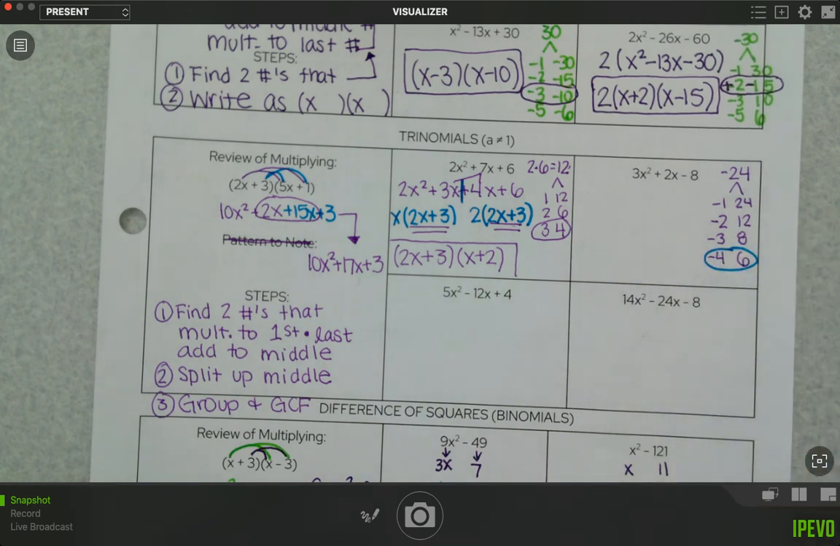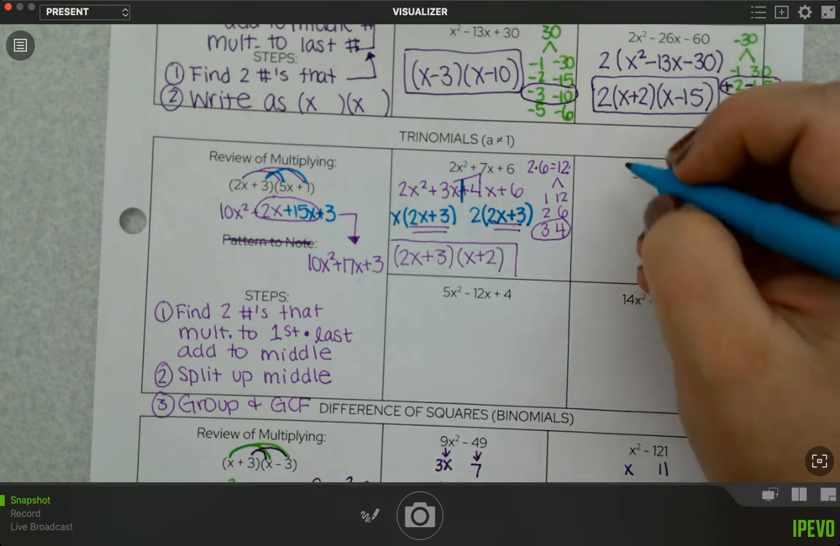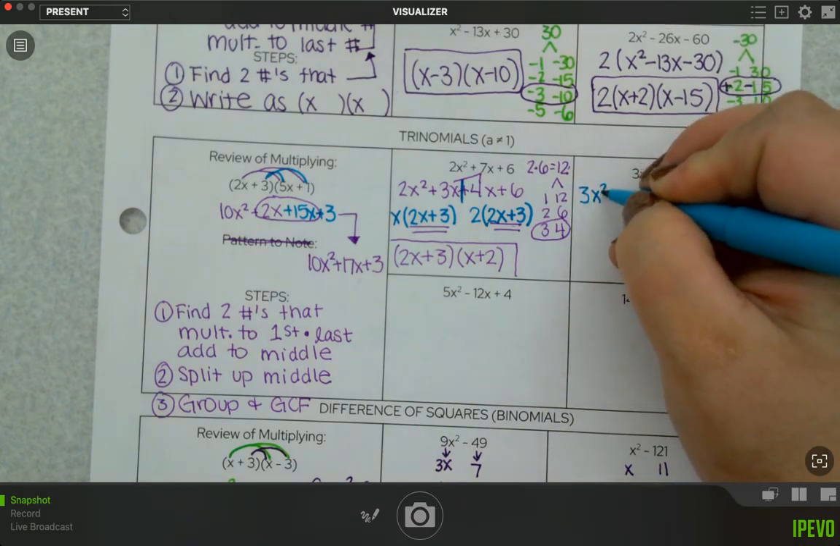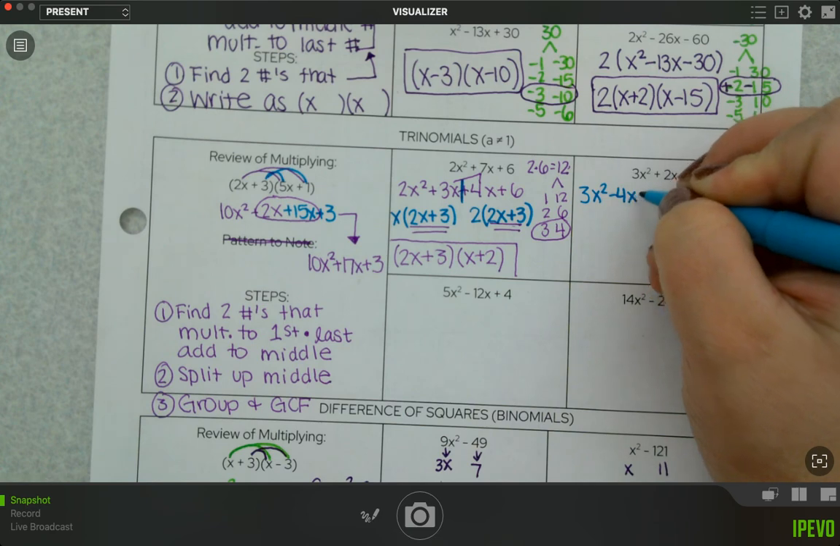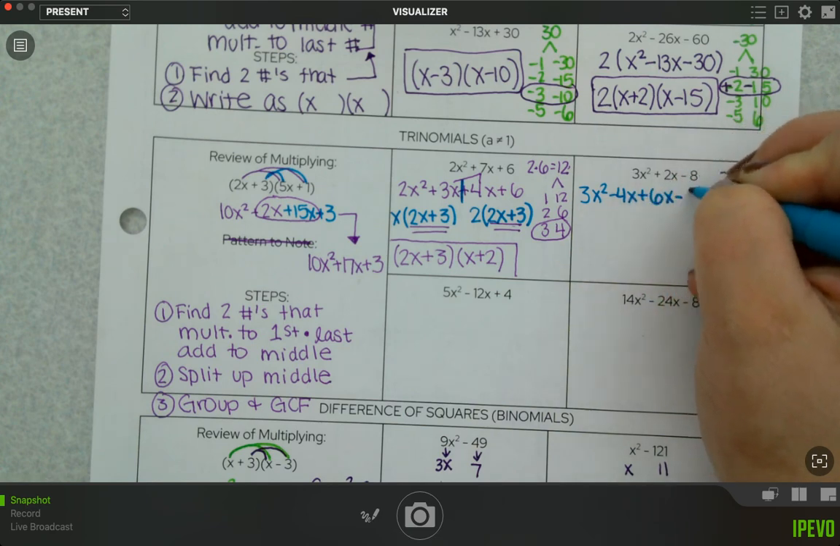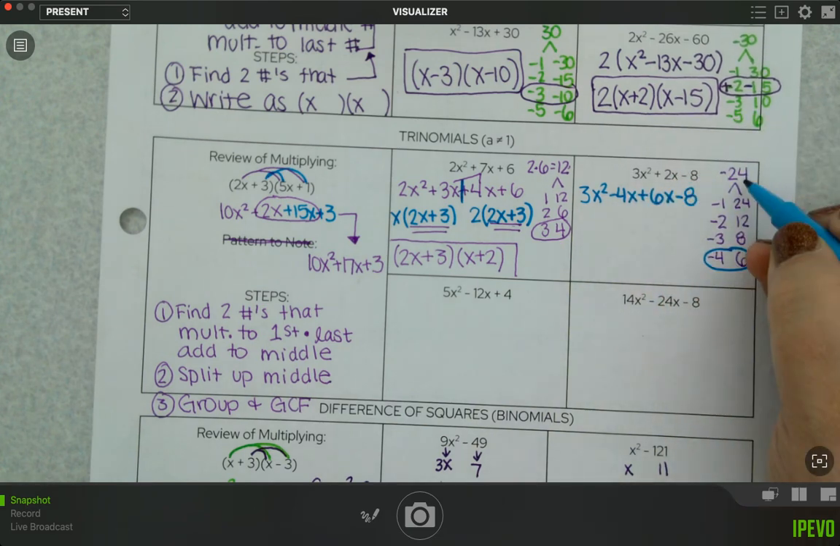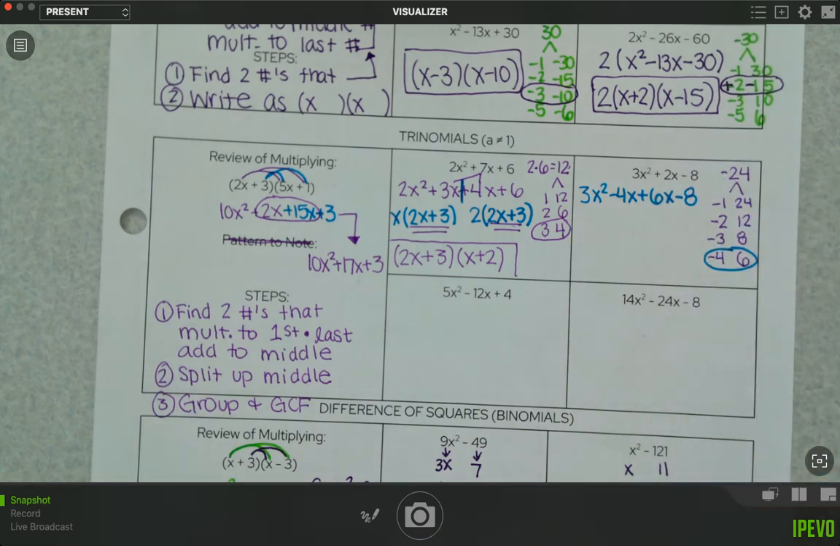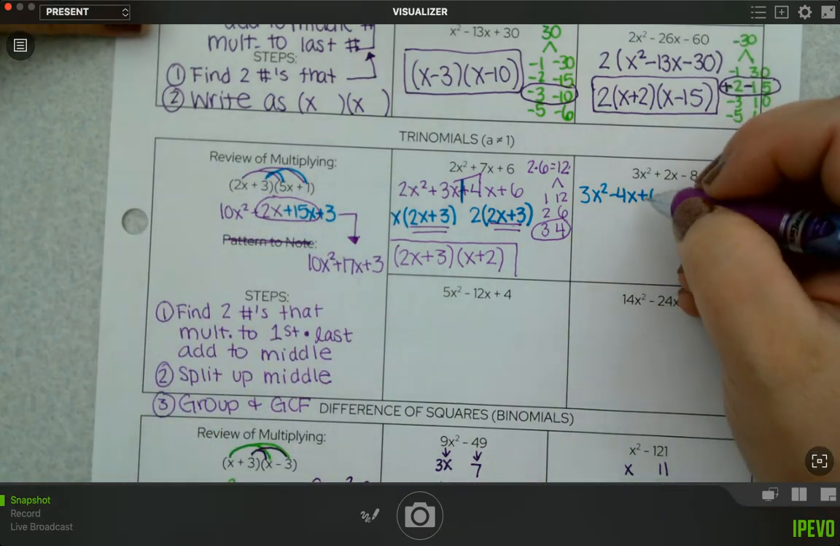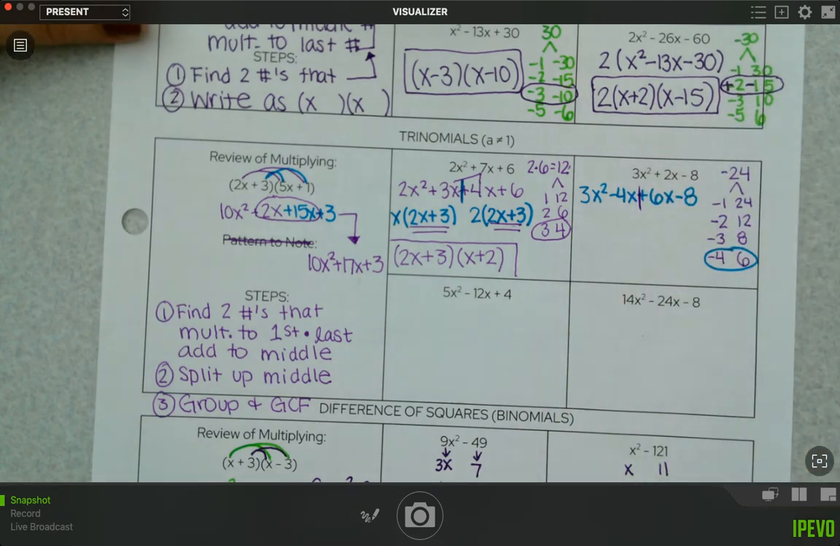And in the middle, instead of writing 2x, I'm going to write negative 4x and 6x. So you're just using those two numbers to split it up in the middle. And as long as you find two numbers that multiply to this and add to the middle, it'll nicely work the rest of the way. It won't work the rest of the way if you don't follow those two rules correctly.